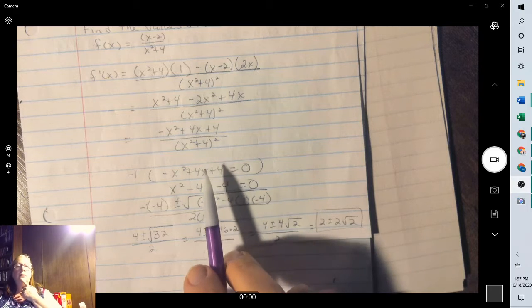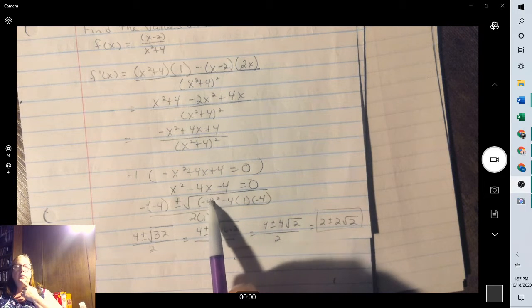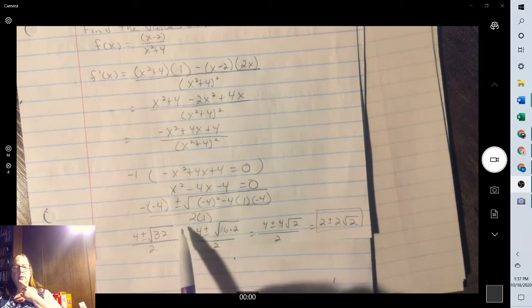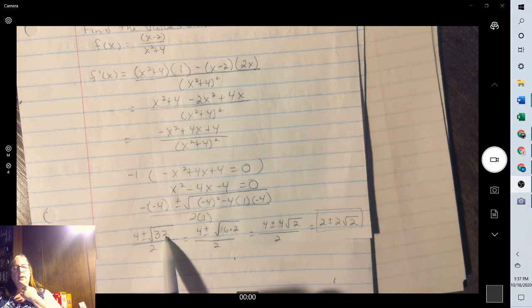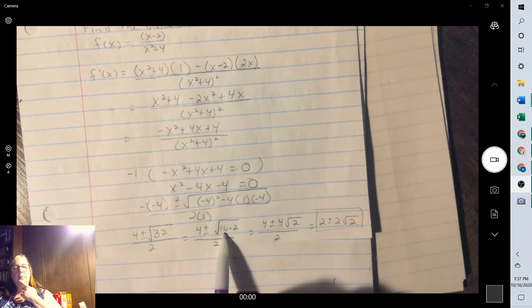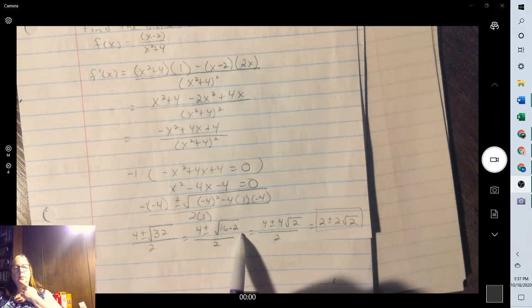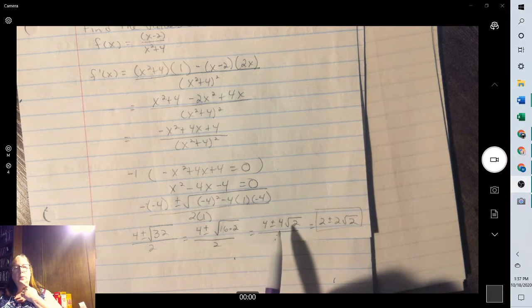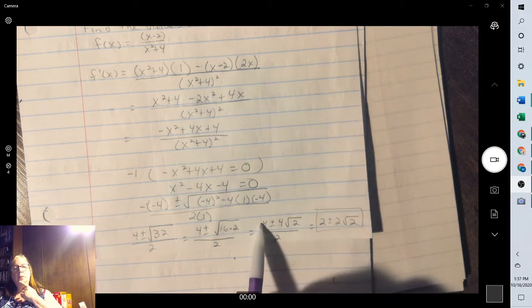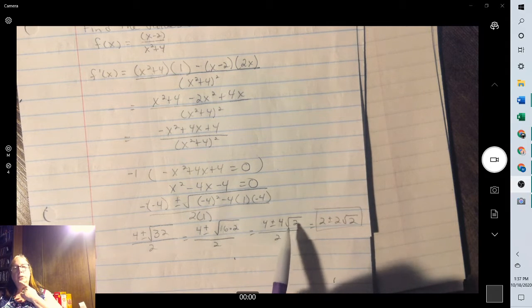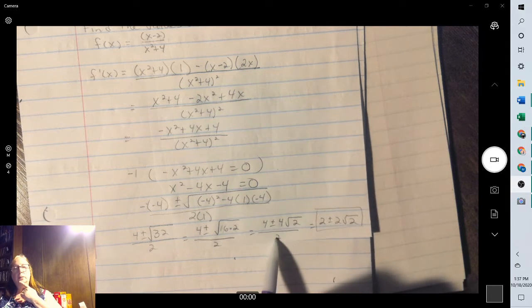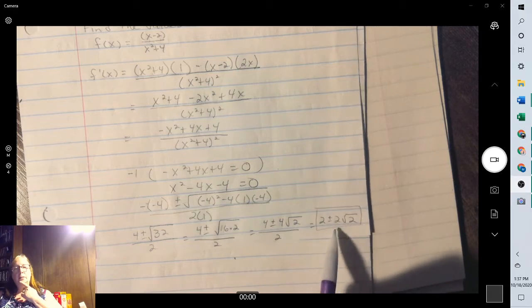So this one was not factorable, so we used the quadratic formula. 32 had a perfect square of 16 in it. 16 times 2. The 16 comes out as a 4, and then 2 can go into both terms because there's 2 terms on top. And that gives us this.